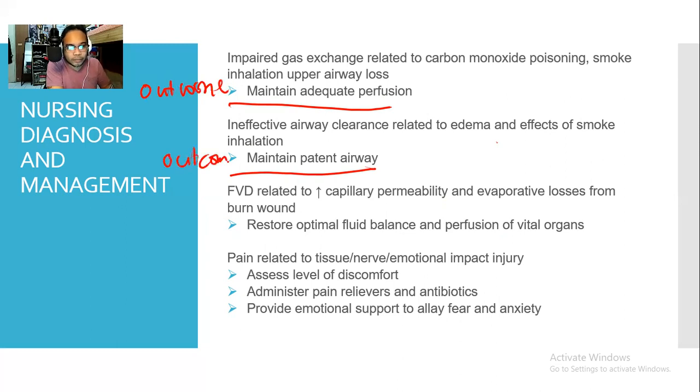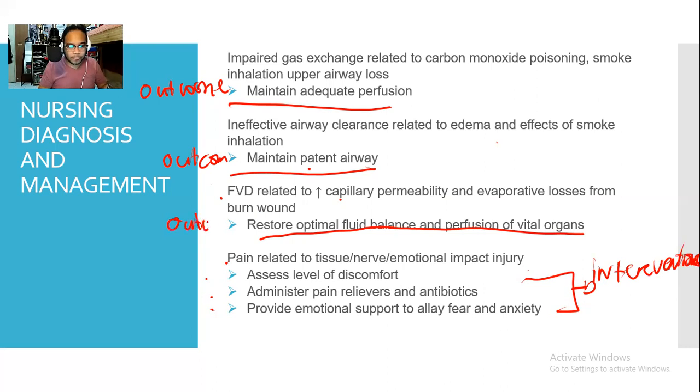Outcome, we're at the outcome here. So maintain patent airway. You also have fluid volume deficit related to increased capillary permeability and evaporative losses from burn wounds. So restore optimal fluid balance and perfusion of the vital organs. And you also have pain related to tissue or nerve injury or emotional impact: assess level of discomfort, administer pain relievers, and provide emotional support. Of course, these are interventions. This is the outcome.